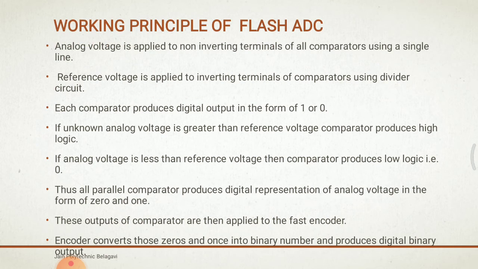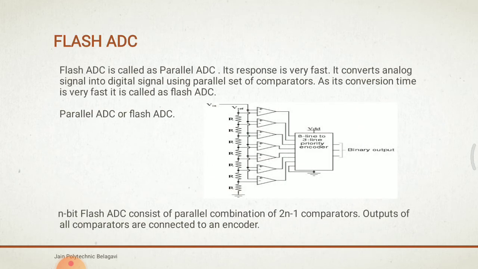Hence the parallel comparators produce the digital representation of the analog voltage in terms of zeros and ones. The output of the comparators is then applied to the fast encoder circuit. The encoder converts the zeros and ones into binary numbers and produces the digital binary output. Here you will get the binary ones and zeros, giving high logic and low logic depending on the data inputs.